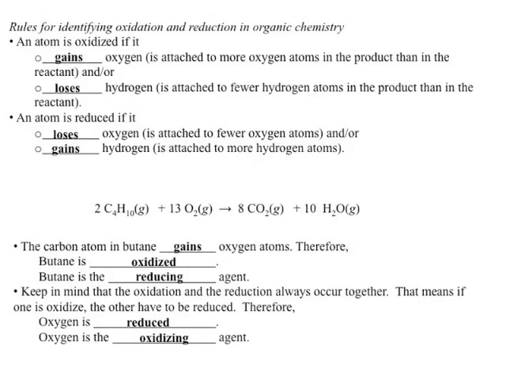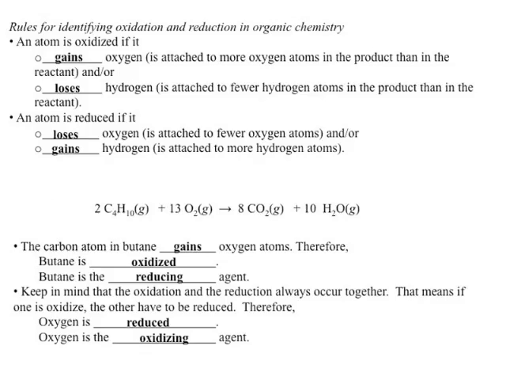So the new rule you're going to use here is a little bit different. You could say an atom is oxidized if it gains oxygen and/or loses hydrogen. The opposite, an atom is reduced if it loses oxygen and/or gains hydrogen. So let's look at this using the example. Let's see how this works. In this reaction, butane is originally C4H10.